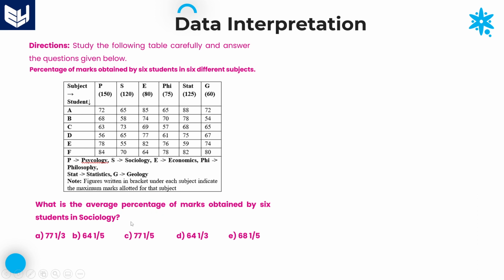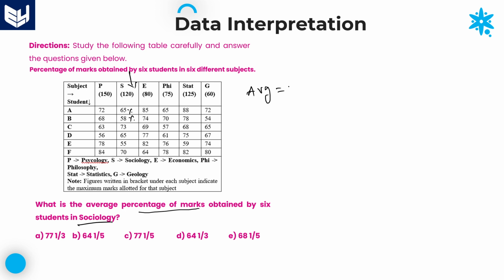Let's see the second question. What is the average percentage of marks obtained by 6 students in sociology? Sociology means that is the second one. In the second subject, average percentage of marks. All these are percentages only, so directly you can calculate the average value.